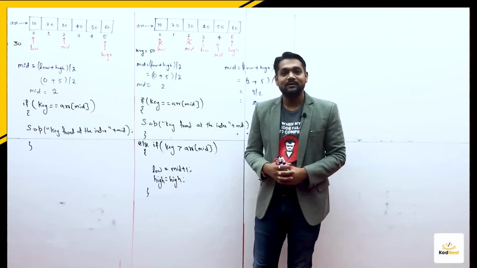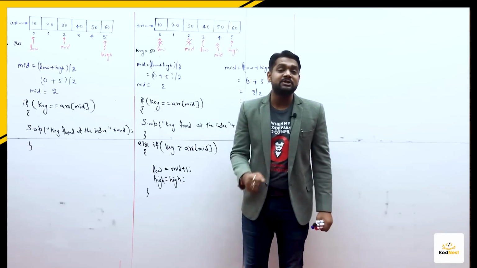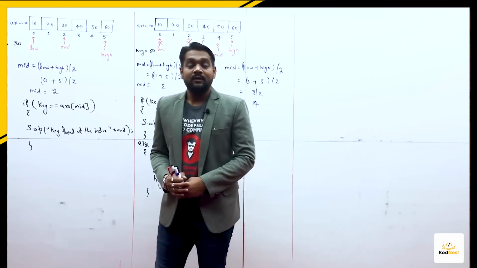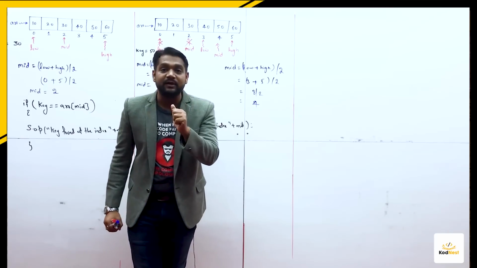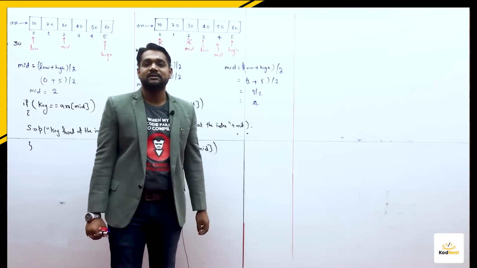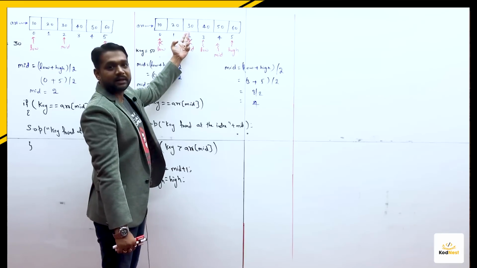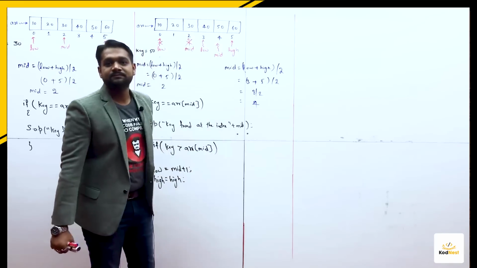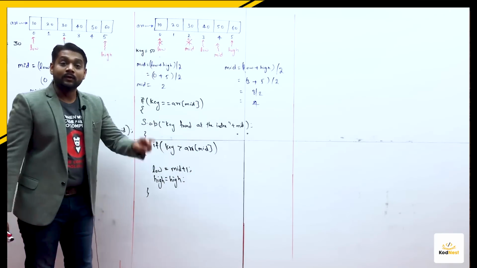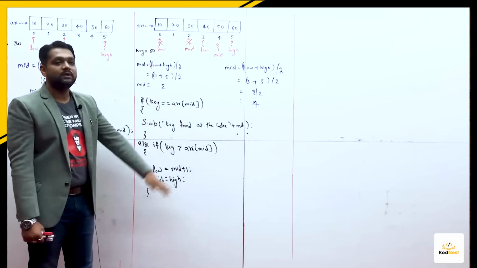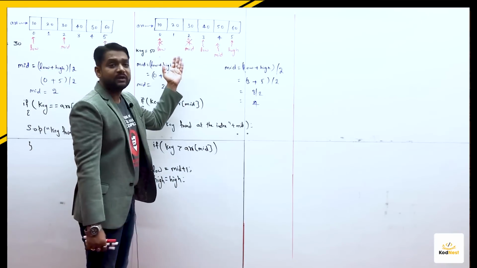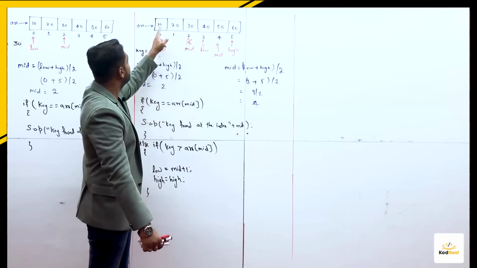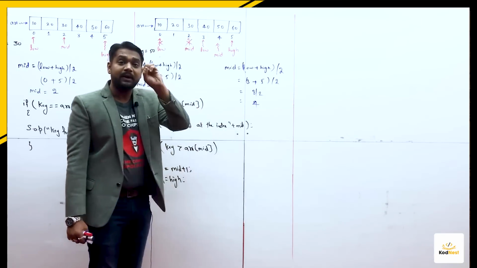Look at it. Key found, but how many comparisons we did? There is a difference between calculation and comparison. How many comparisons we did? Only 2 comparisons. First, here we did a comparison, then we did here a comparison. Only 2 comparisons, but key found. If the same thing we would have done in the linear search, 1, 2, 3, 4, 5 comparisons we should have done.